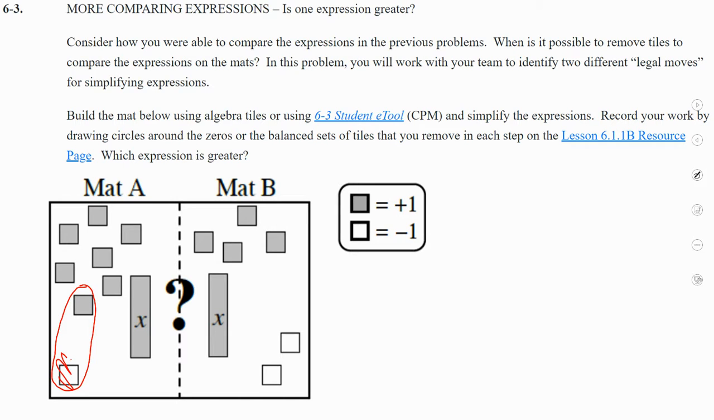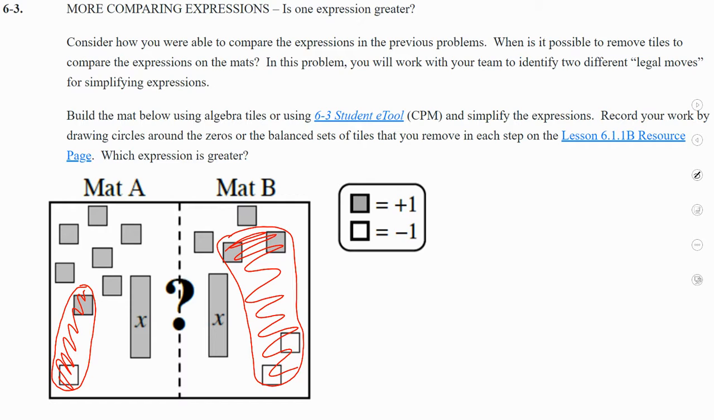So those are gone. Those made a 0 pair. Same thing on mat B, take a look. I can't match anything with the x. So I can make a 0 pair with 2 of those positive tiles and 2 of the negative tiles. So now those are all gone off of my mat B here. So I made some 0 pairs there.